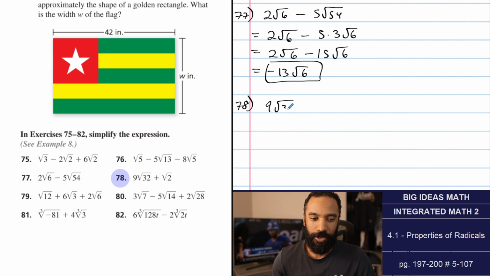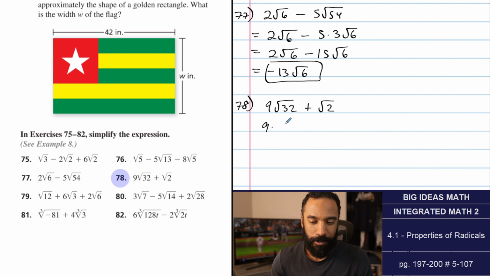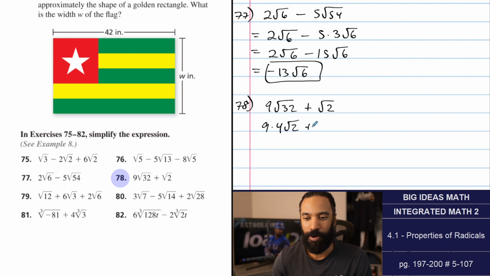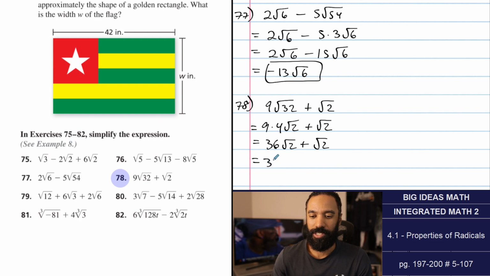9 root 32 plus root 2. And once again, not only do I expect them to simplify, I'm sitting here going, all right, somewhere I've got to get a root 2 out of this, right? Otherwise, it's just a mean problem. So 9 times root 16 times root 2. So 4 root 2. 9 times 4 root 2 is 36 root 2. So 36 root 2 plus 1 root 2, that's 37 root 2.